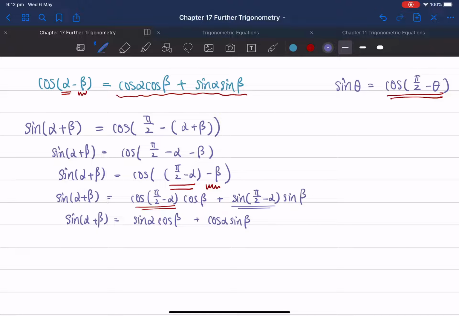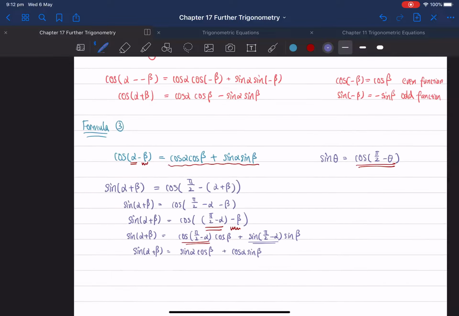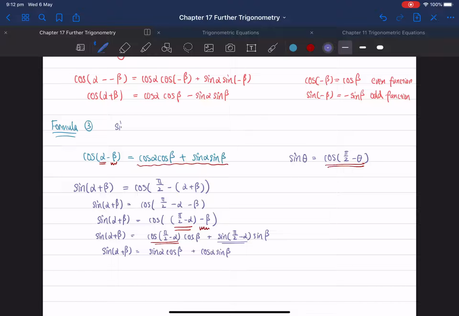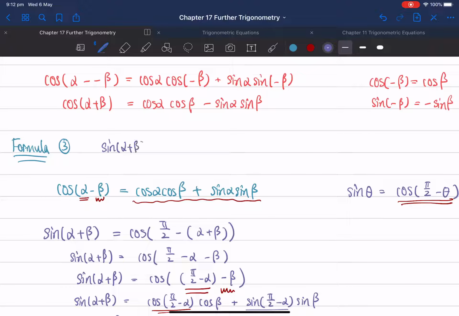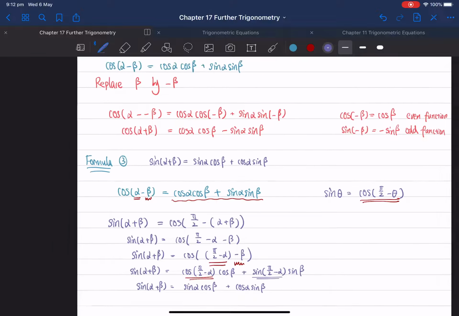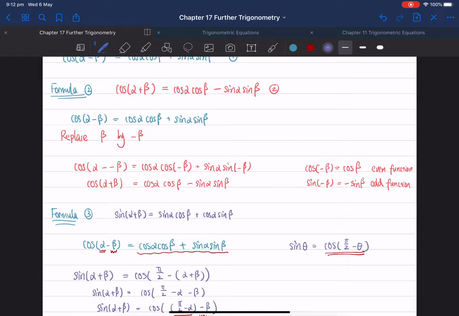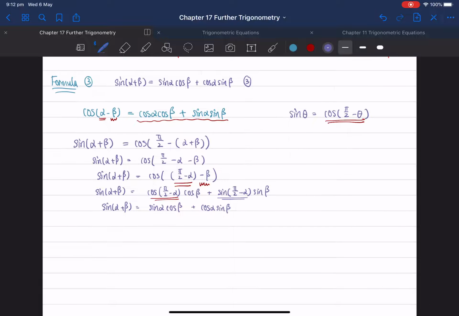Okay? All right, so this is our formula number 3. So sine bracket alpha plus beta is equal to sine alpha cos beta plus cosine alpha sine beta. Obviously, I remember the formula, but yeah, you do need to memorize the formula as well. All right, so this is the formula number 3, okay? The compound angle formula number 3. All right, keep going.